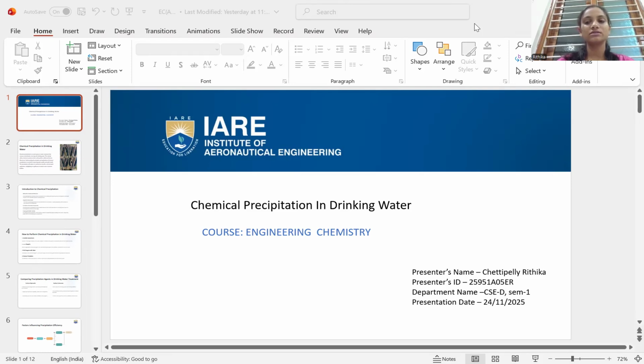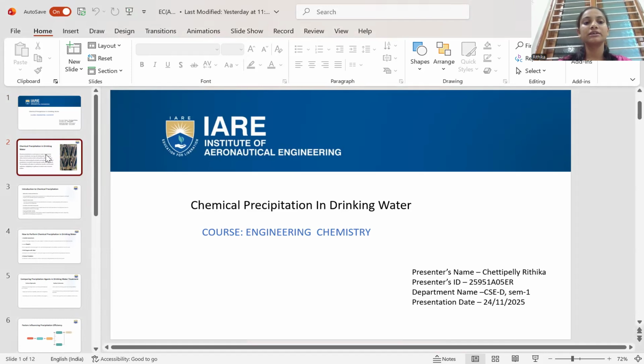Key factors and challenges. pH and temperature. These are crucial parameters that must be carefully controlled to maximize the efficiency of the precipitation reaction. Chemical dosage. The correct amount of reagent must be added. Too little will result in incomplete removal, too much results in other problems. Sludge production. The process generates a significant volume of solid waste sludge that must be managed and disposed of, which can be a major drawback.